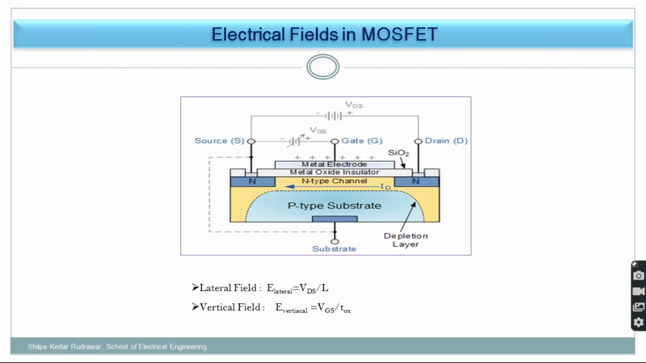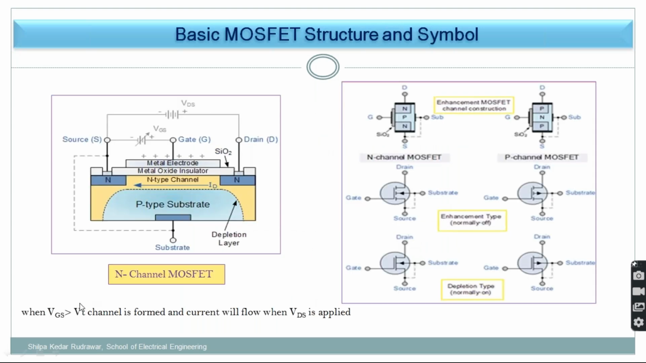As I told you, first you need to apply the gate voltage to create a channel. So gate voltage is required, and for the flow of current I require VDS. So there are two types of fields. One is the vertical field and second is the horizontal field. The horizontal field is related to VDS and the length of the channel, because VDS is applied across the length. So it is a function of VDS and length.